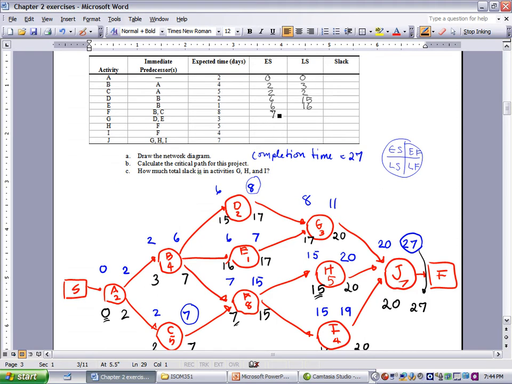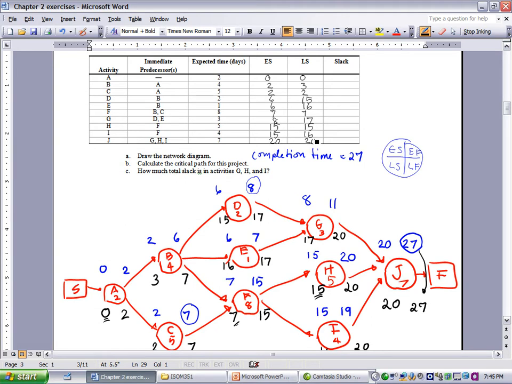7, 7, and 8, 17, and H is going to be 15, 15. I will be 15, 16. J will be 20 and 20.